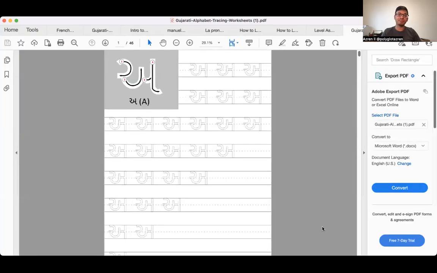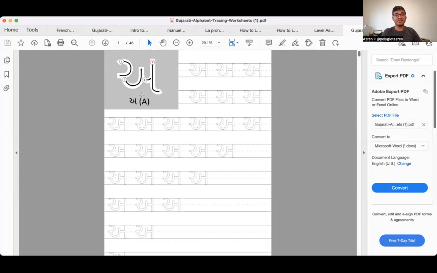Now, my favorite resource in terms of learning the Gujarati script and learning the alphabet comes from this website. I'm going to share my screen here for those that are watching on video. What you're looking at is a printing sheet. There are 46 different pages, each one for a different letter in the Gujarati alphabet. We're going to go through this today. We're going to go through how to pronounce each letter.